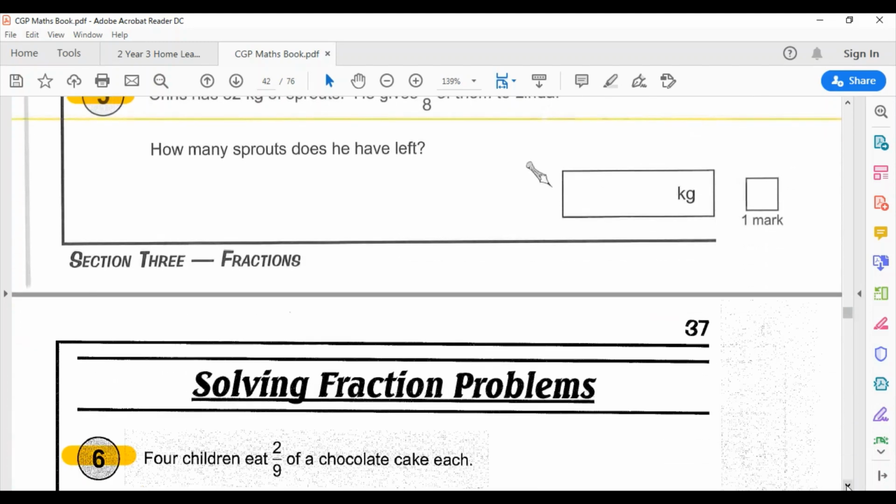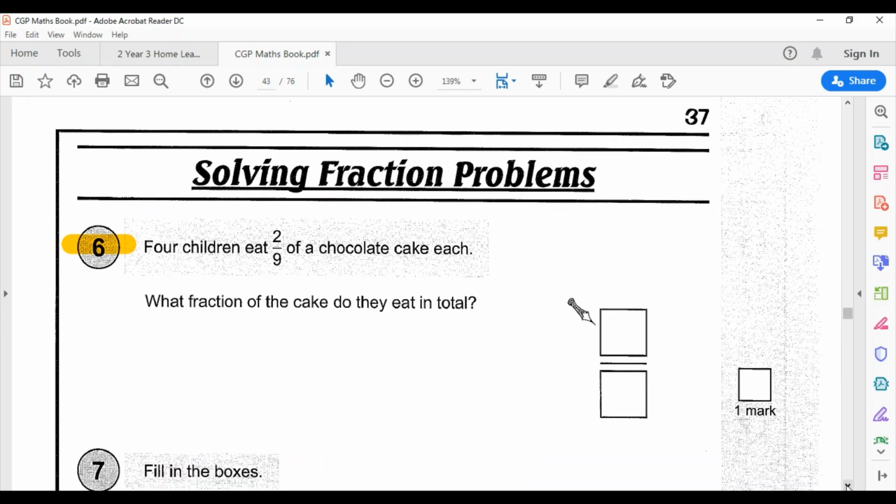And then the last one I'm just going to talk you through quickly is this one, question 6 on page 37. 4 children eat 2/9 of a chocolate cake each. What fraction of the cake do they eat in total? Now, you don't need to calculate anything here, you just need to write a fraction. I just wanted to draw your attention to it because unless you read it carefully, it's a bit confusing as to what you need to do.